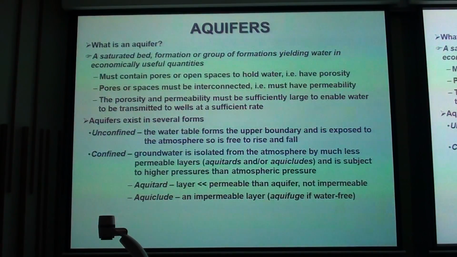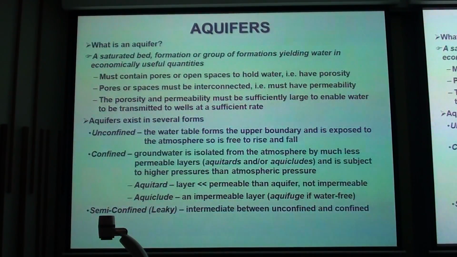Aquitards and aquicludes are layers that stop water getting in. An aquitard will retard the flow of water, so water can flow through it very slowly, but it can still get through. An aquiclude will exclude the water completely. Most confining layers are aquitards. It's very rare to have an aquiclude.